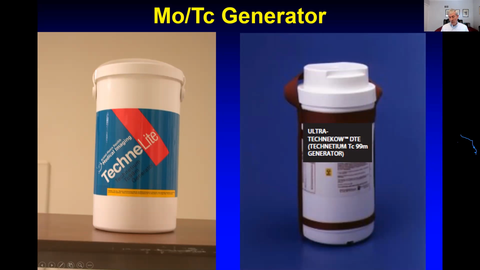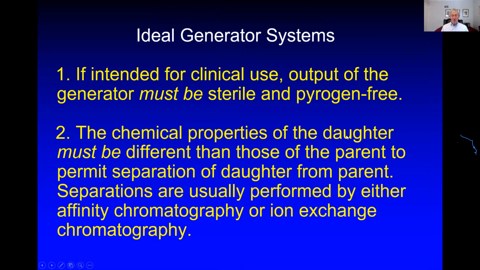The Mallinckrodt generator, the Ultra Technical generator, they're both cylindrical. They both work the same way, just sold by two different companies. Now, when we as radioisotope chemists develop generators, we do so with about 7 or 8 properties that are ideal to all generators. These are generic to any generator.